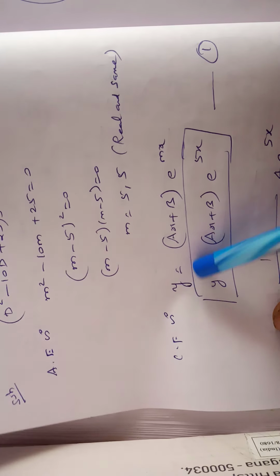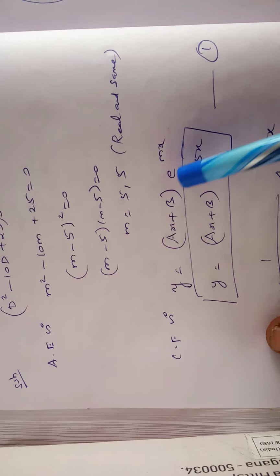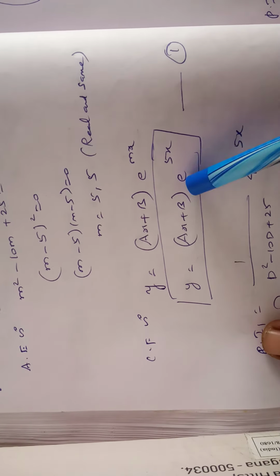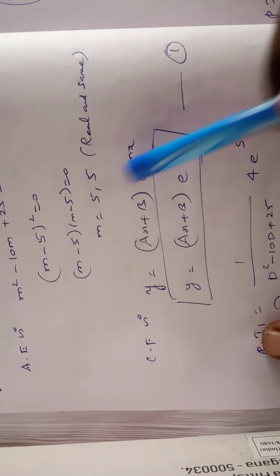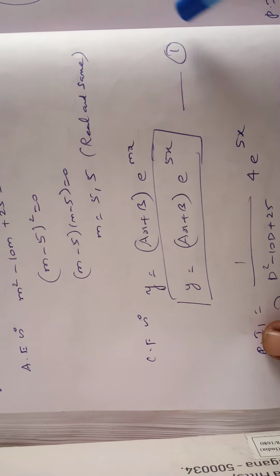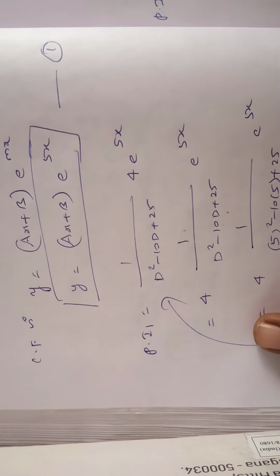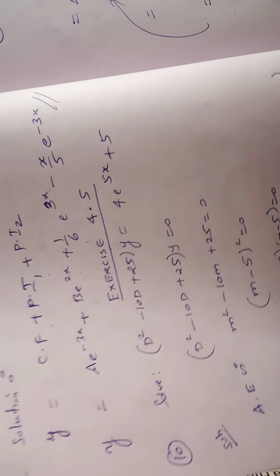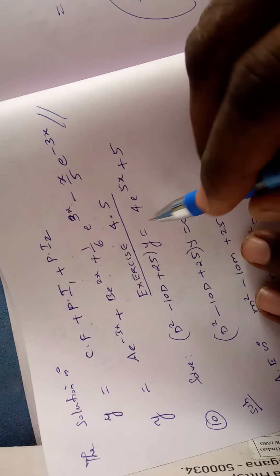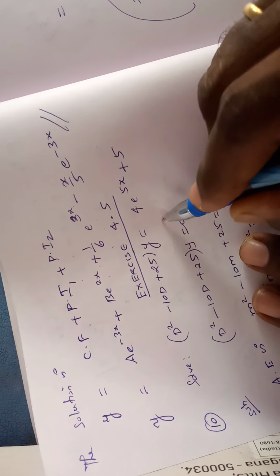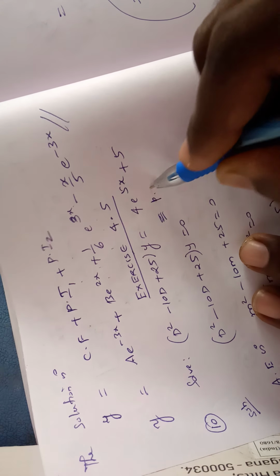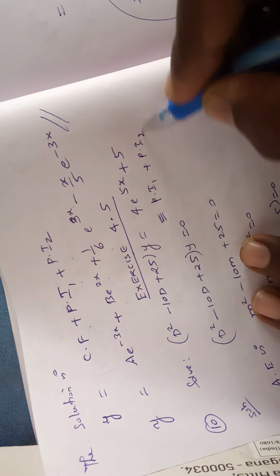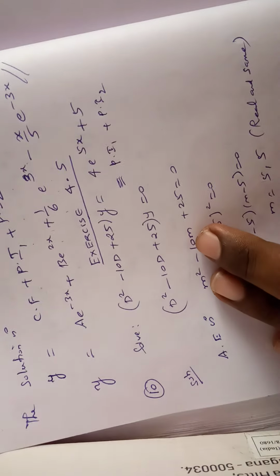We have to apply the complementary function: y = (Ax + B)e^(mx) is the formula. So y = (Ax + B)e^(mx), with m replaced by 5. So (Ax + B)e^(5x) is equation number 1. Next we have to compute the two particular integrals. So one is PI1, and this is PI2. So 4e^(5x) is PI1 and 5 is PI2.